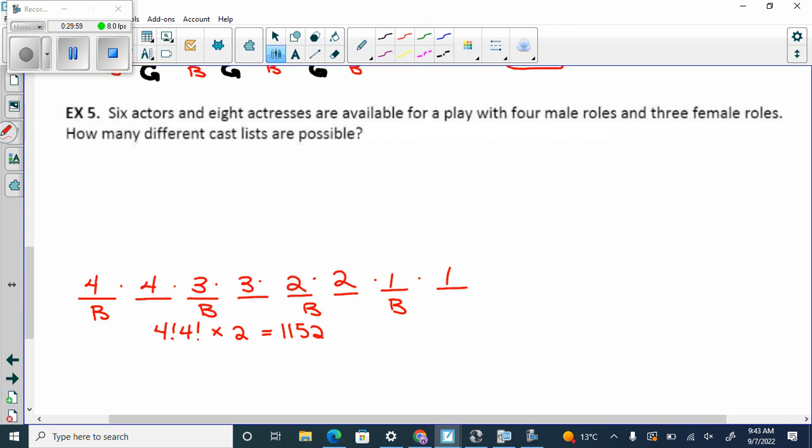Now, the last one here says 6 actors and 8 actresses are available for a play with, and this should say this, and I keep forgetting to change it, I just changed it in my notes. It should say 4 different male roles and 3 different female roles.